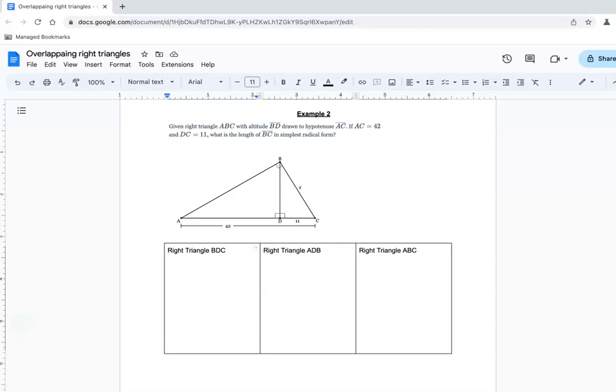Hey guys, so this is another example of overlapping similar right triangles. So let's get right into it. And wait, let me just mention this, right? This is not an easy topic.